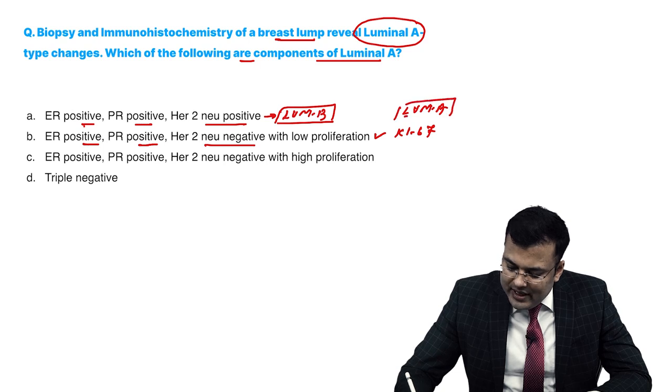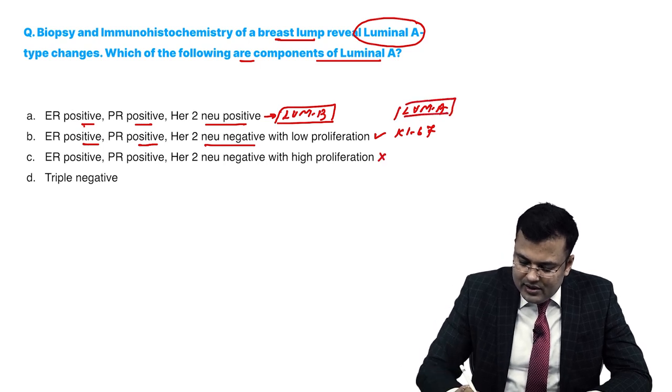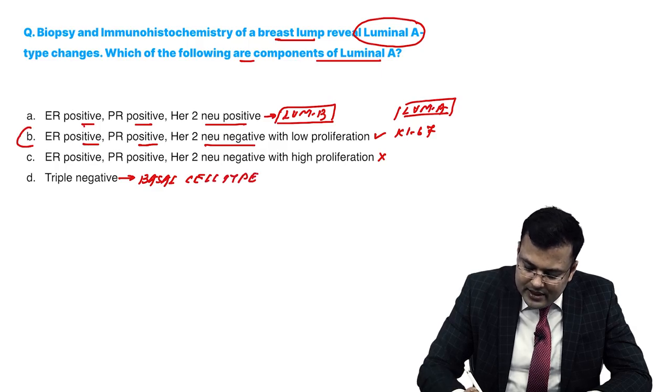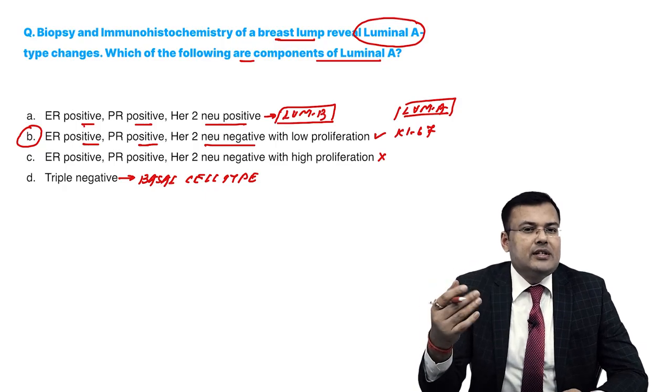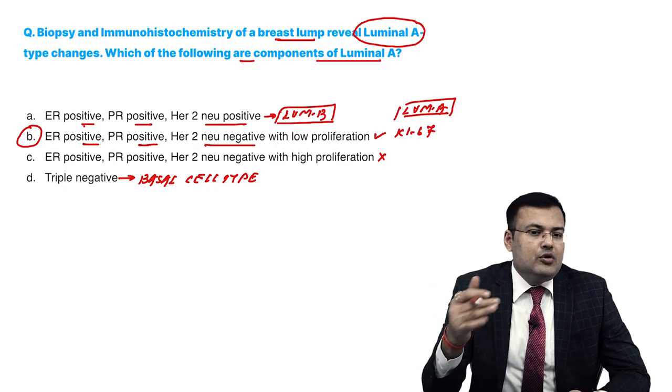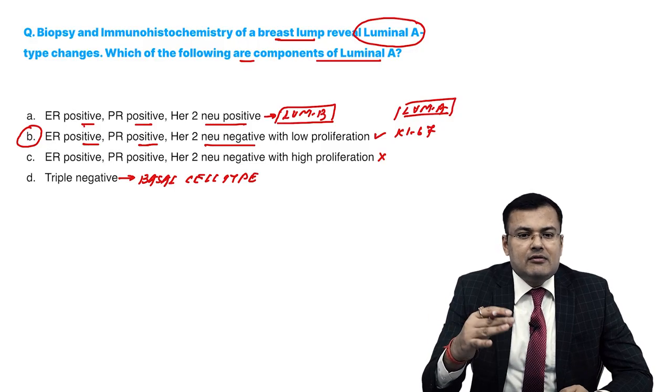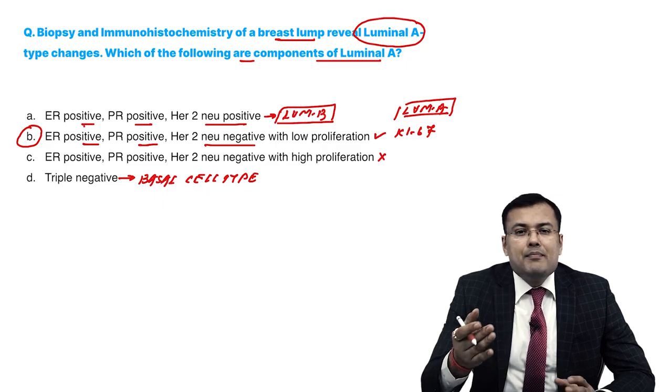So this is Lum A. There is no high proliferation, triple negative. It is also known as basal cell type. That is triple negative. So what is the correct answer for this question? It is B. Lum A, it is ER positive, PR positive, HER2 negative with low proliferation of Ki67. This is double positive. It is most common type having best prognosis.